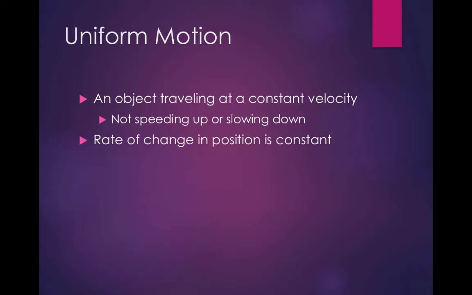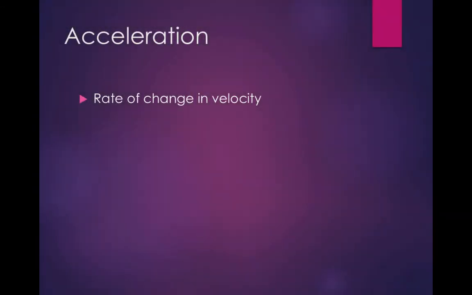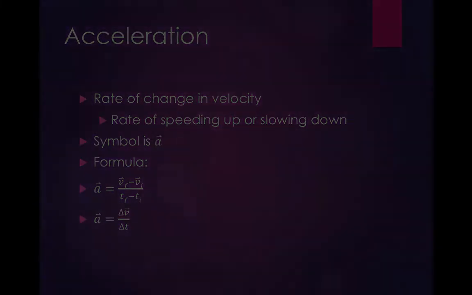An object traveling at uniform motion would also have a rate of change in position that is constant, or equally, the rate of displacement is a constant. Acceleration is the rate of change in velocity, or the rate of speeding up or slowing down of an object. The symbol used for acceleration is a with the vector symbol. The formula for acceleration is velocity final minus velocity initial divided by time final minus time initial, or more simply, delta v divided by delta t. Change in velocity divided by change in time.